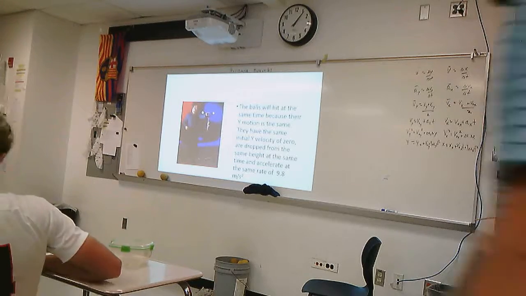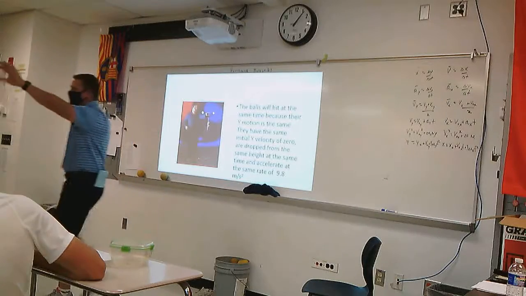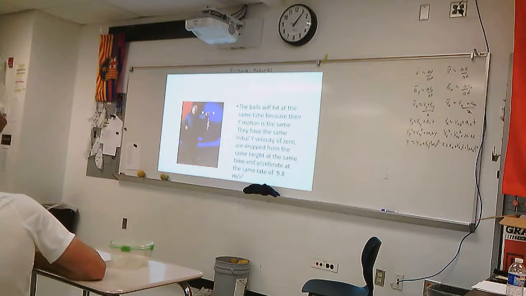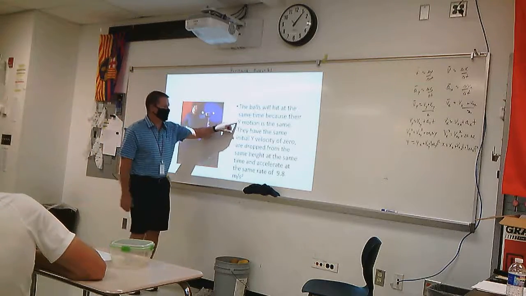So Emmett shoots the bullet straight across. At the same time, Anna drops the bullet. Which one hits the ground first? Well, they hit at the same time. Why do they hit at the same time? Well, because their y motion is the same.